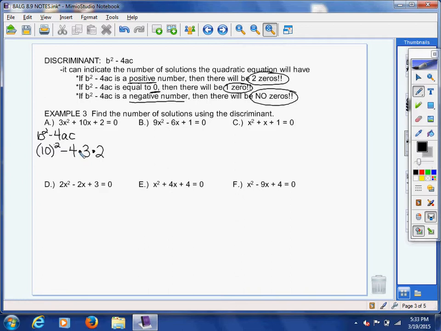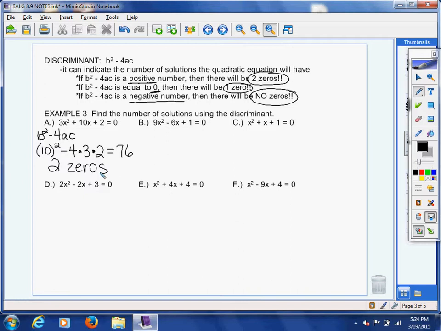So what number did you get? What is the discriminant? If you got 76, you're right. Now what that discriminant tells you is, because that number is positive, 76 is positive, you're going to have 2 zeros. So if we were supposed to find the answer, I would continue the problem because I know that I'm going to have 2 answers. I'm going to have 2 x-intercepts.